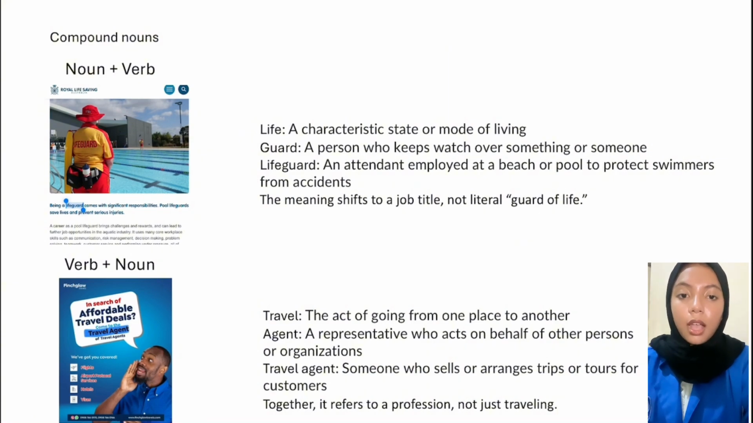And next I have travel agent, verb plus noun. Travel, the act of going from one place to another. Agent, a representative who acts on behalf of another person or organization. Travel agent, someone who sells arranged trips or tours for customers. Together it refers to a profession, not just traveling.